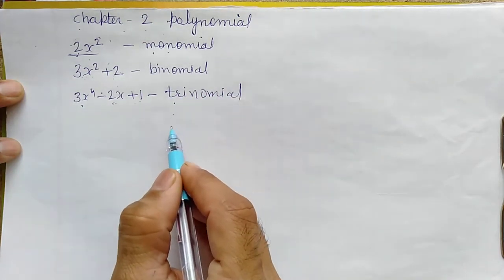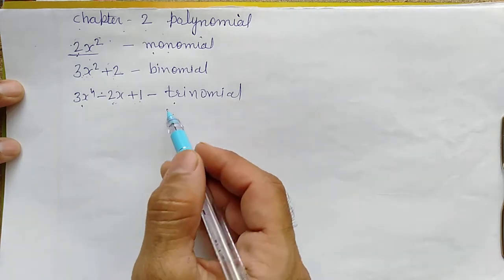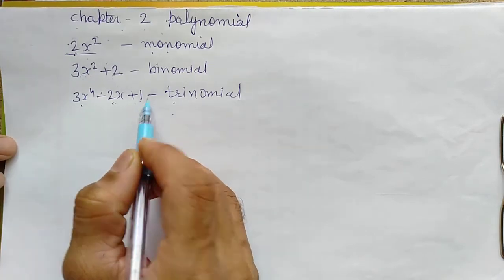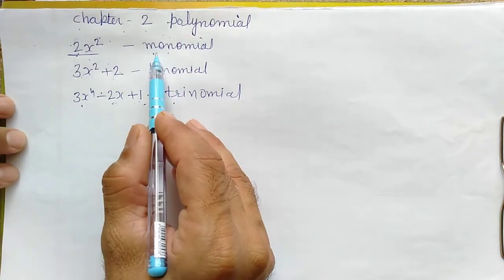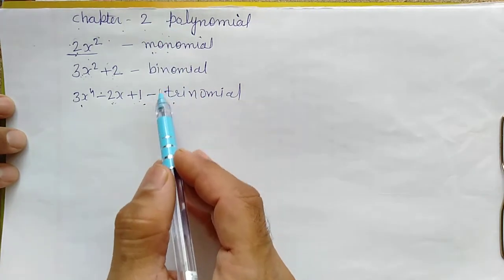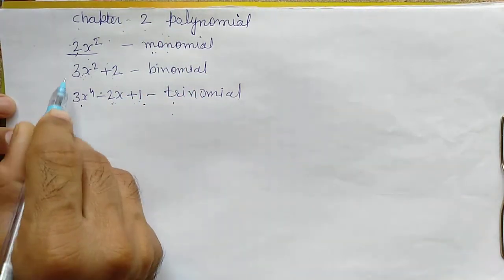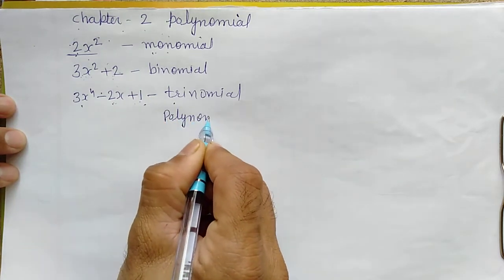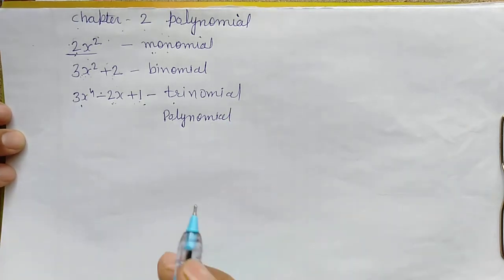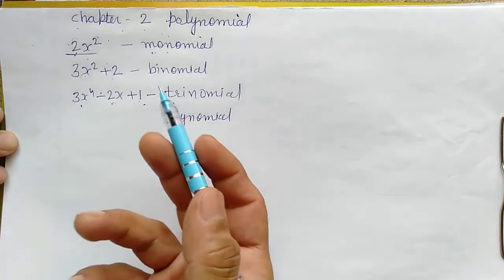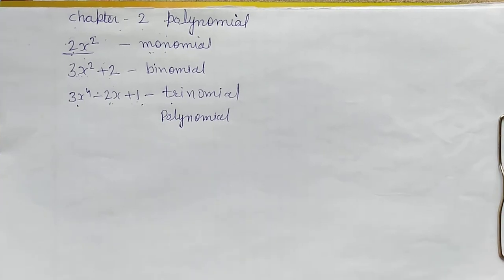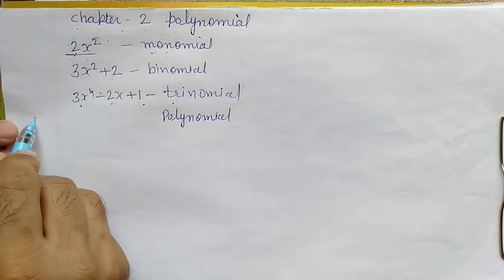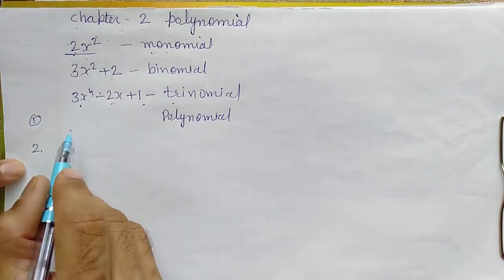And similarly we can increase the number of terms, but here we will call it by one name only, that is polynomial. If one term, that is monomial. More than one term, we will call that polynomial. So more than two terms or more than one term, that will be polynomial. These are the polynomials, okay? Monomial, binomial, trinomial and polynomial. Now next point is coefficient. First was polynomial and second point is coefficient.